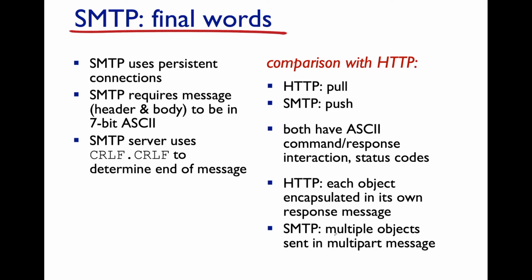And so when you compare SMTP to HTTP, HTTP is a pull model. So the client opens a connection, sends a request, and pulls back the data to itself. In the case of SMTP, the client opens a connection to the other SMTP peer or server, and then it pushes that data in the form of the email messages. And they both have ASCII, encrypted ASCII these days, command response interactions. And so in HTTP, each object is encapsulated in its own response message, but in SMTP, you have multiple objects that are sent in a so-called multi-part message. The message is comprised of multiple objects.